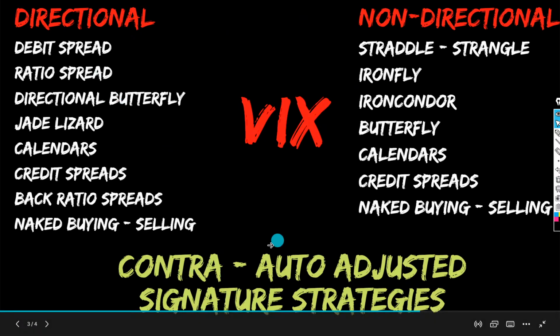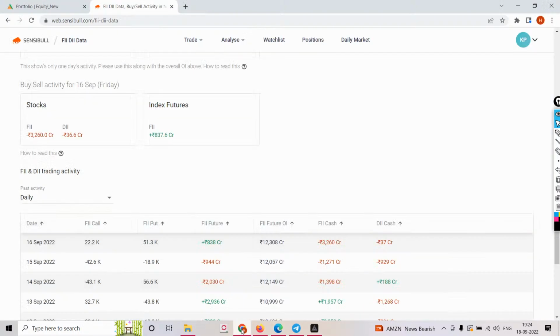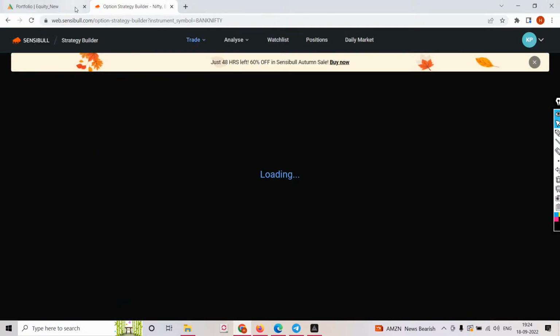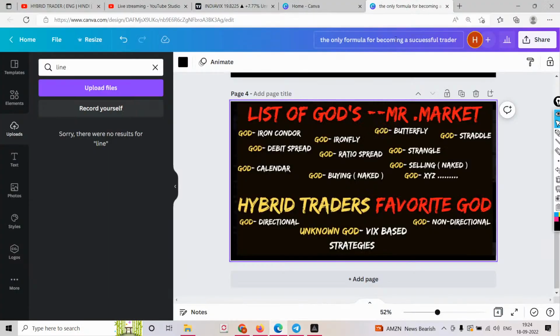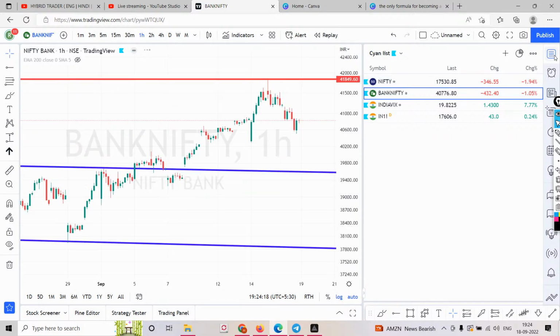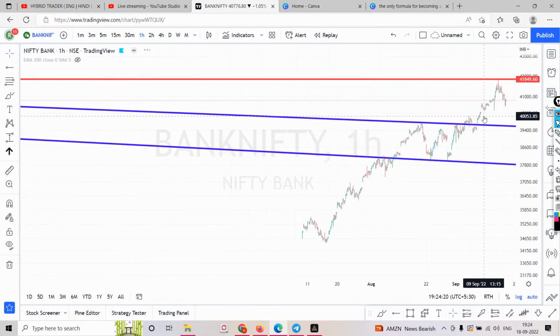I'll come back to you, because if I start talking about the contra, then again we will get deviated. So now we will just go to Sensible. I'll take you to the strategy builder, and then I'll have my Bank Nifty somewhere here, because we will be deploying everything in the Bank Nifty. If we have time, we will cover this thing also.